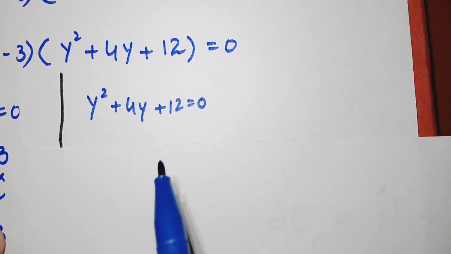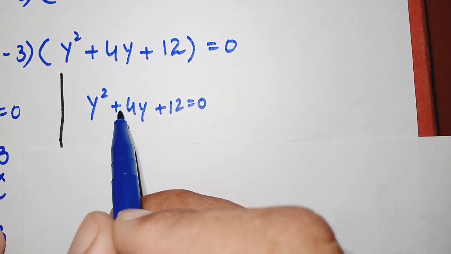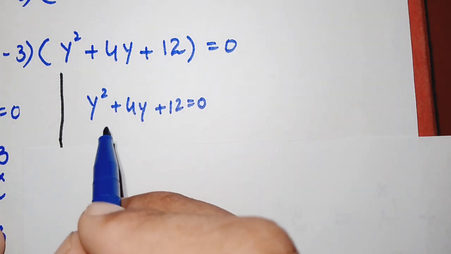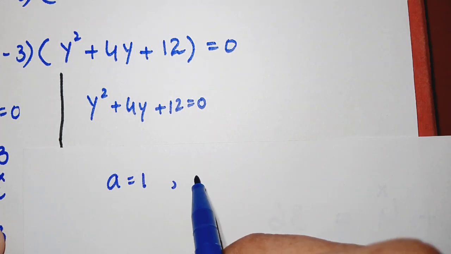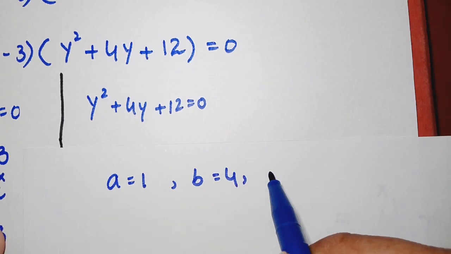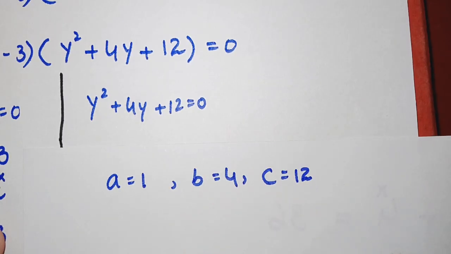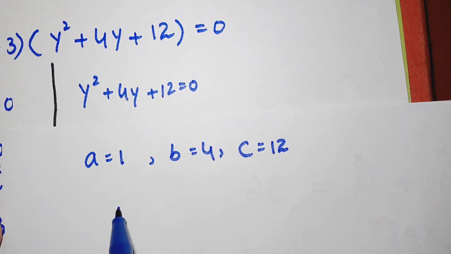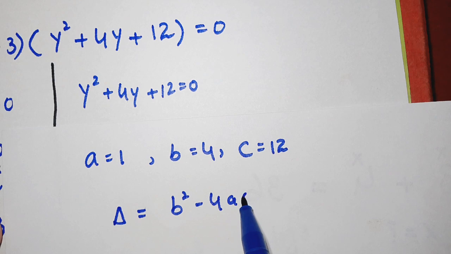Now we have to solve case number second, that is y square plus 4y plus 12 is equal to 0. So we have to solve this by the quadratic equation. Here a is equal to 1, b is equal to 4 and c is equal to 12. First of all we have to check whether it gives a real solution or not. For that purpose we have to solve this by the discriminant formula. So we have to apply here the discriminant formula, that is discriminant is equal to b square minus 4ac.